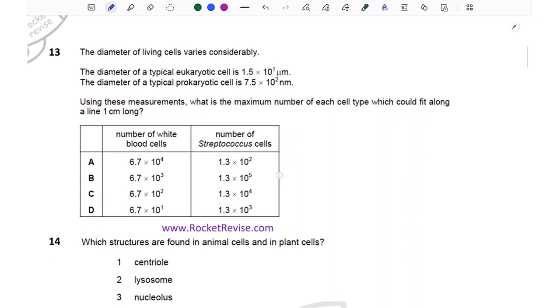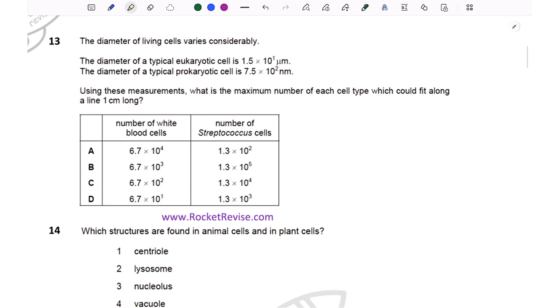Question number 13. The diameter of a living cell varies considerably. The diameter of typical eukaryotic cell is this much, and prokaryotic cell is this. Using these measurements, what is the maximum number of each cell type which could fit along a line 1 centimeter long? So what I would do is I would find out what these numbers are.